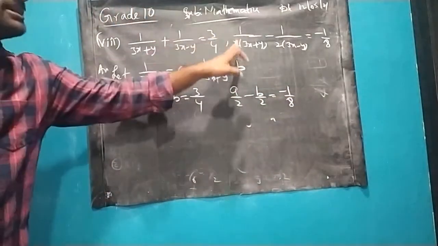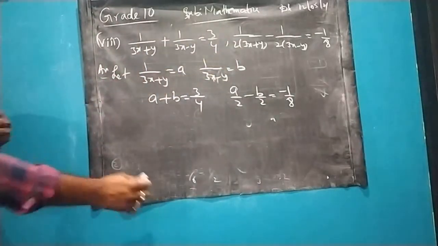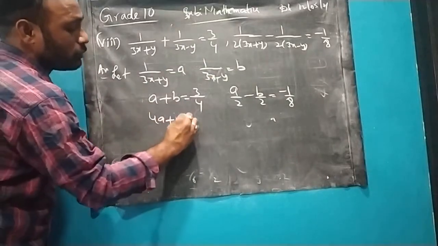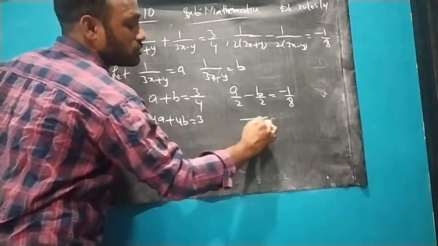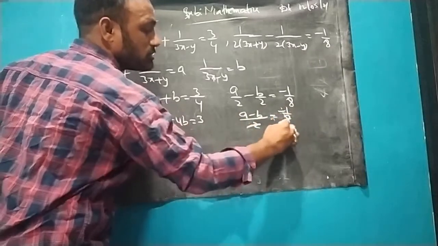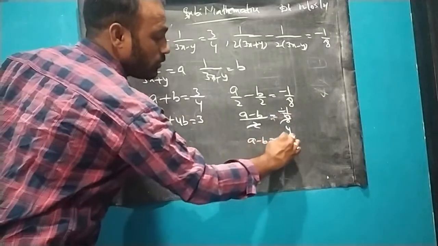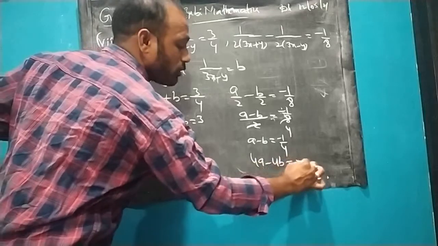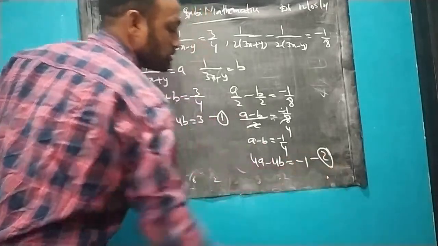Because here 2 is extra, it is there in the denominator, that's why it will become 1 a by 2. So if I multiply with 4, it will become 4a plus 4b is equal to 3. This is our first equation. So your LCM is 2 only. Why? Because denominators are same. Minus 1 by 8. 2 ones, 2 fours. So a minus b is equal to minus 1 by 4. If I multiply by 4, it will become 4a minus 4b is equal to minus 1. This is the first equation. This is the second equation.